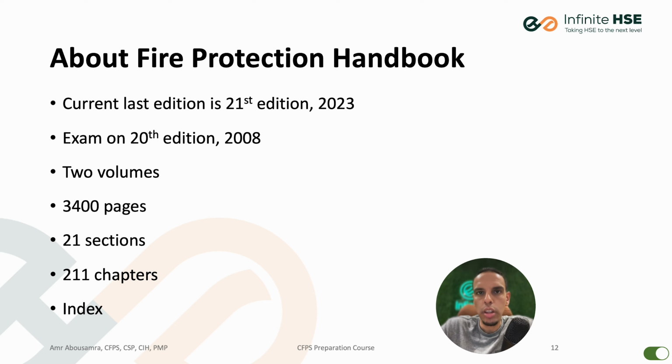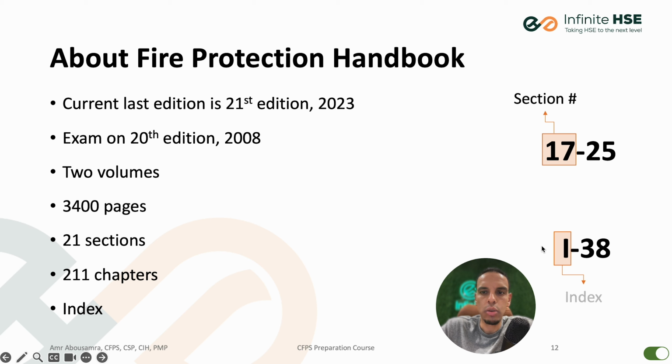The most important thing you have to know about the Fire Protection Handbook is the numbering of the pages. This is the numbering of the pages. As you can see, it contains 2 numbers separated by a dash. The first thing, either to be 17 or I: 17 is the section number. Or if the page starts with the letter I, that means it's one of the pages of the index. And the second thing is the other number, which is the page number inside this section.